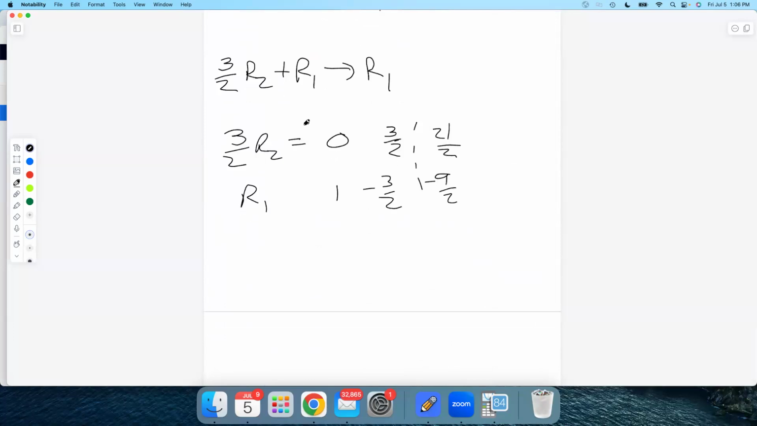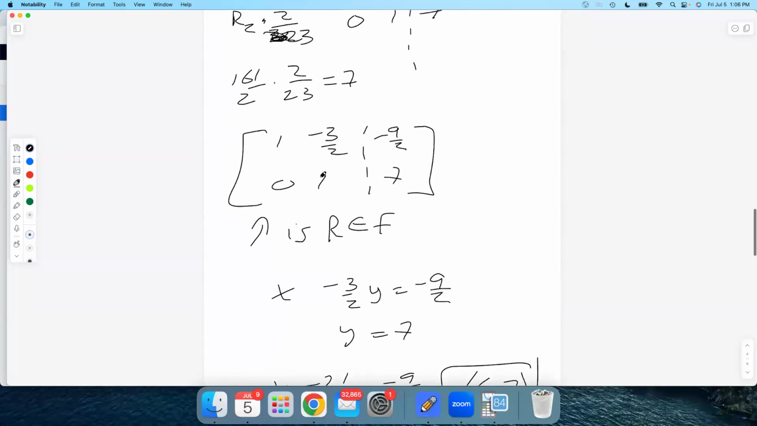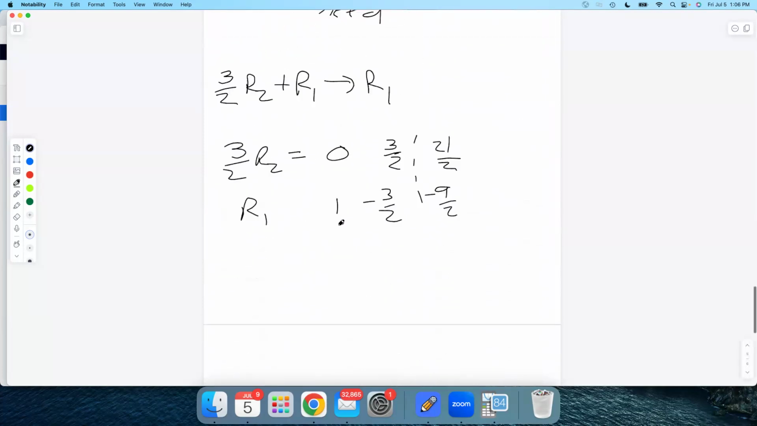See, it's important that I had this 0 here. This is why you've got to work one column at a time. If I did not have this 0 here right now, playing this game, trying to make that 0, I would be messing up this 1. Once you get your 1s, you don't want to mess them up. So you always get a 1 in a column, use that 1 to get your 0s above and below it, get a 1 in the next column, use that 1 to get your 0s.